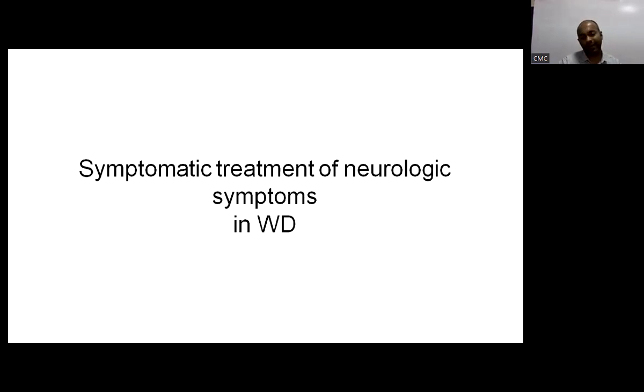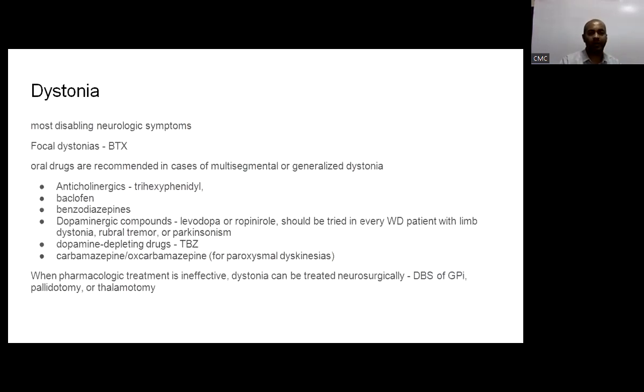Apart from the chelating therapy, symptomatic treatment of the neurological symptoms is also important for the patient. Dystonia is the most disabling symptom. For focal dystonias, we can use botulinum toxin. In multi-segmental or generalized dystonia, we can give anticholinergics, baclofen, benzodiazepines. Dopaminergic agents should be tried in every Wilson disease patient with dystonia, rubral tremor, or Parkinsonism. If pharmacotherapy is ineffective, we can try deep brain stimulation.